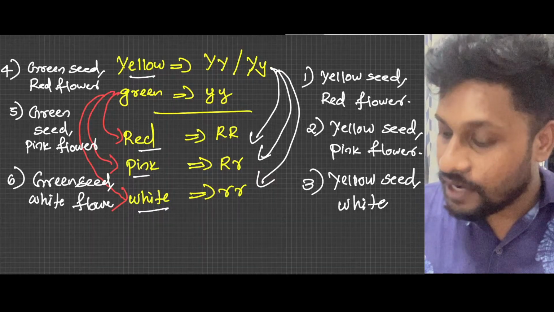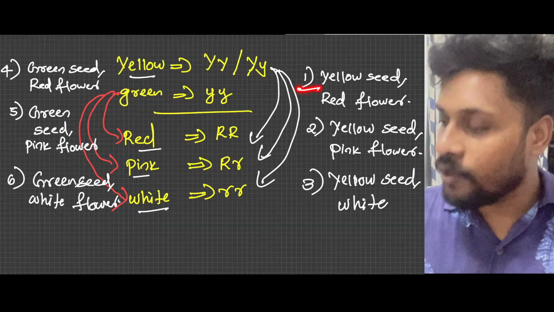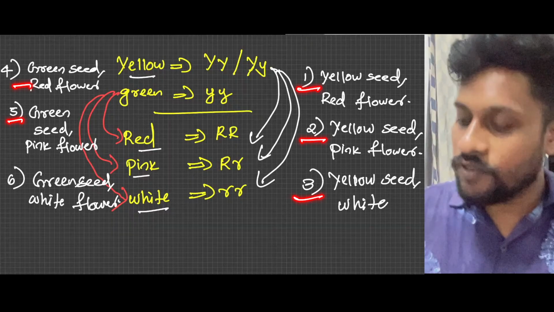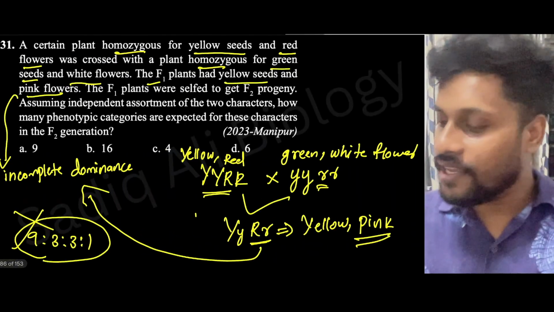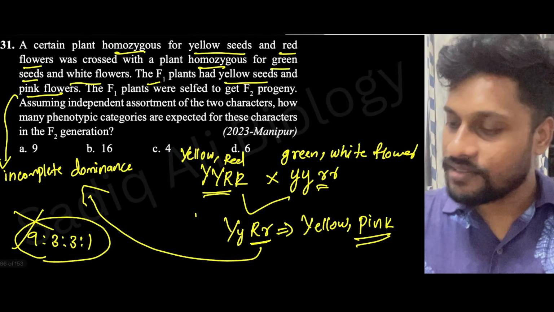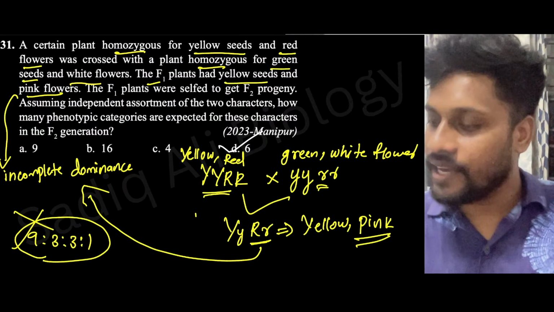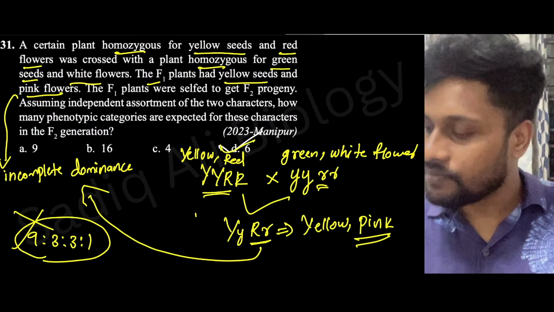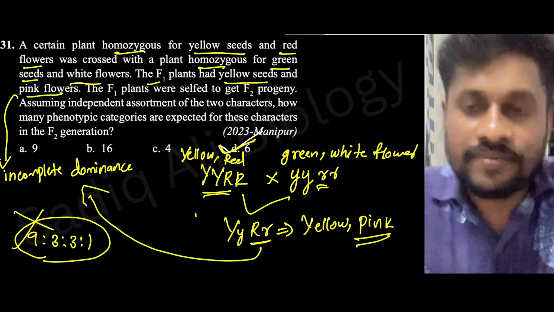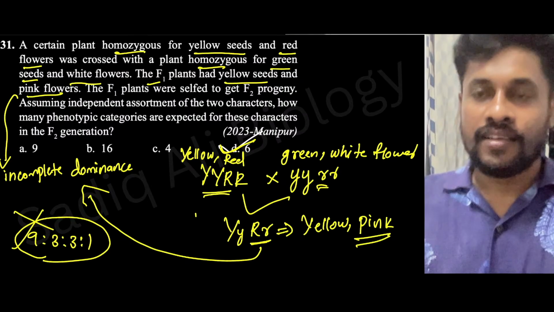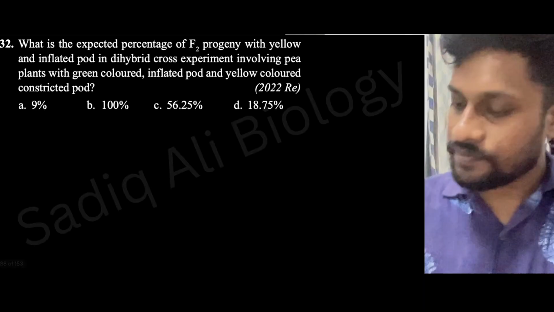Now you see, guys, how many phenotypes are there? There are 6 phenotypes: 1, 2, 3, 4, 5, 6. So what will be the answer? The answer will be option D. Option D will be the answer. Okay, I hope it's clear. Yeah, let's move to the next question, guys.